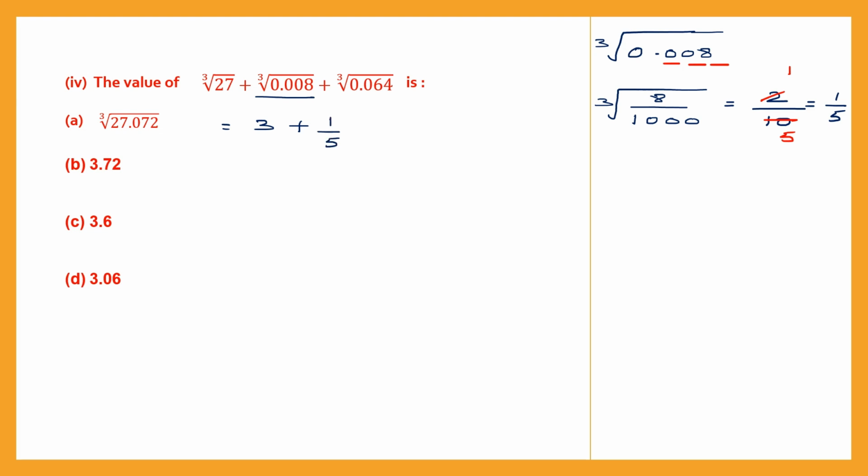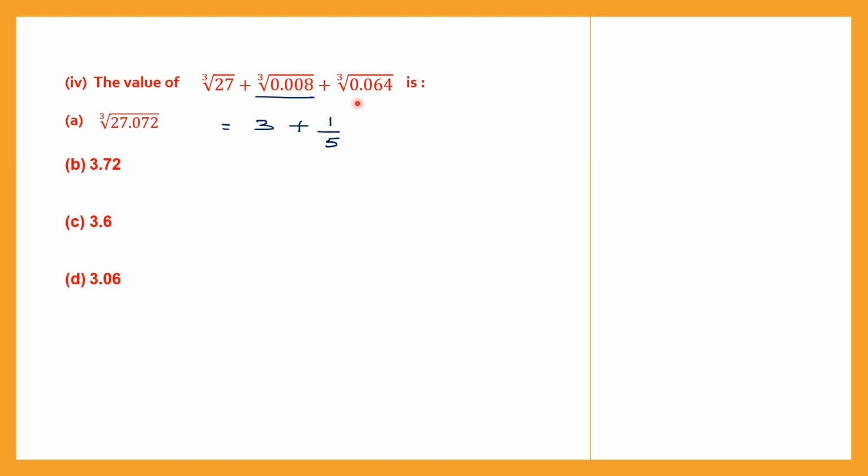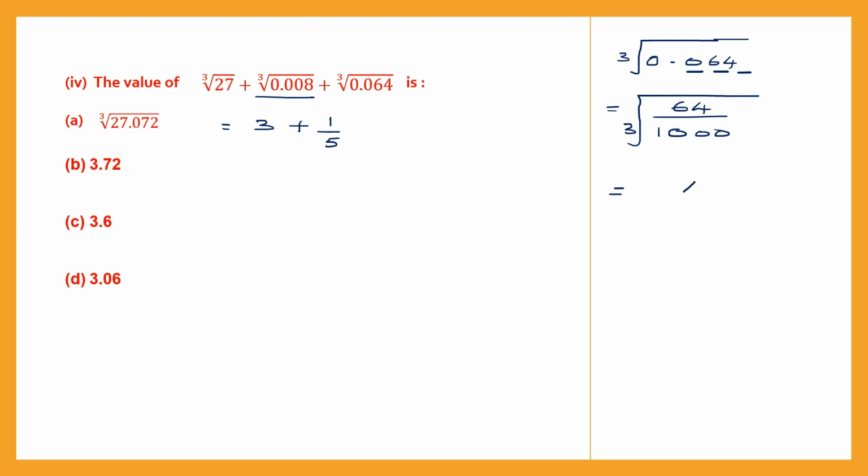Now let's take the next one, that is the cube root of 0.064. In the same way, just like we did for the previous number, here also with 0.064 we're going to find the cube root by first converting this to the fraction form. So take off the decimal point and write it as 64 and give it a denominator 1 followed by 1, 2, 3 zeros. Now we can find the cube root of this. Cube root of 64 is 4. 4 into 4 into 4 will give you 64, and the cube root of 1000 is 10.